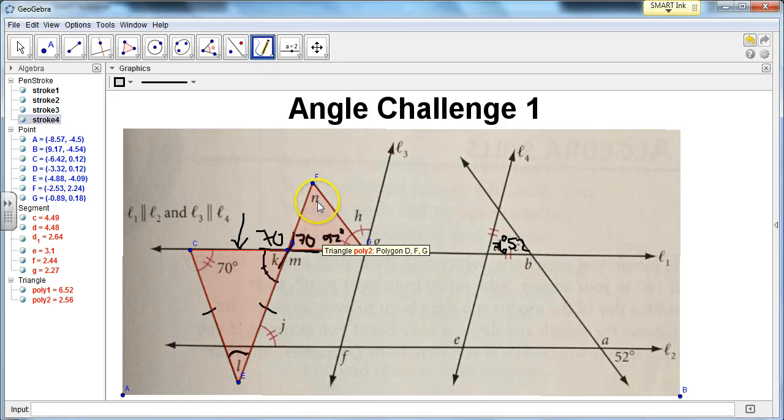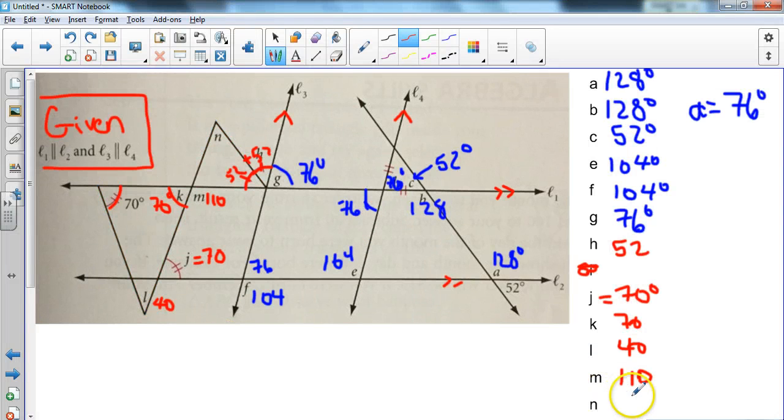So if we take 122, we subtract it from 180 to find out what N is. Then we get N to be what? 180 minus 122 is 58. So N is 58 degrees. And we found all the angles.